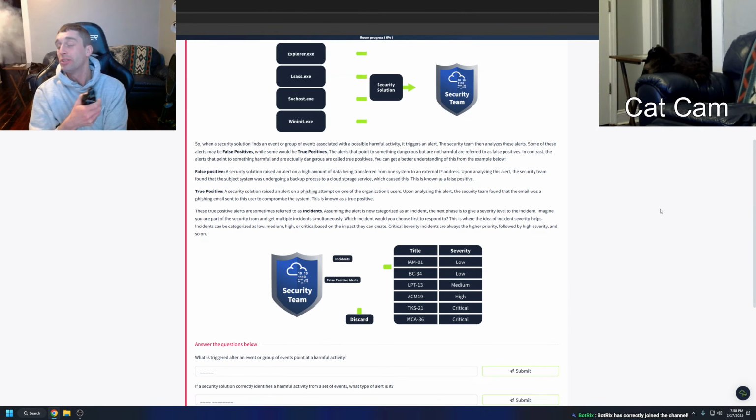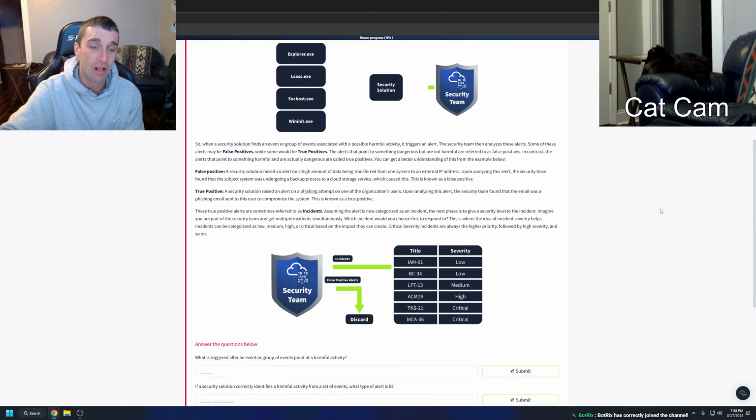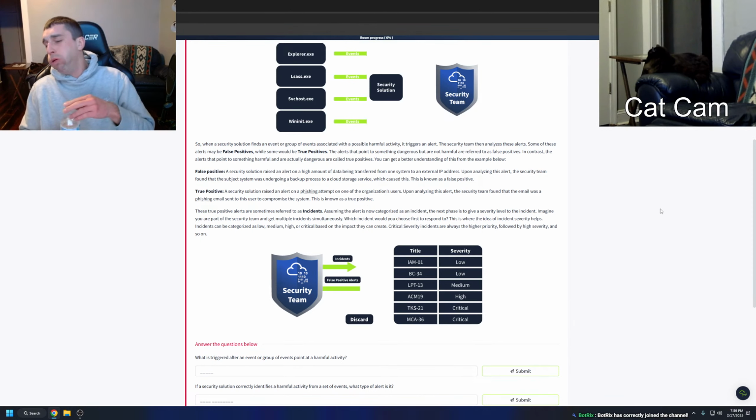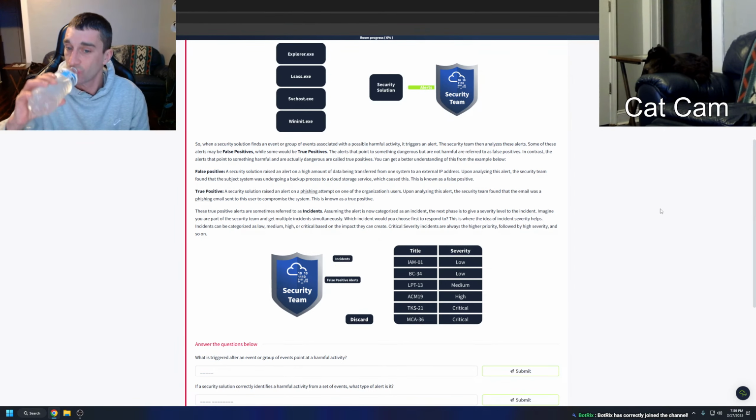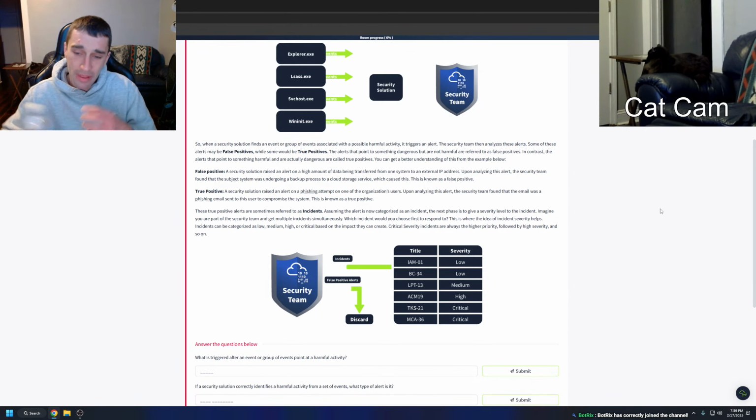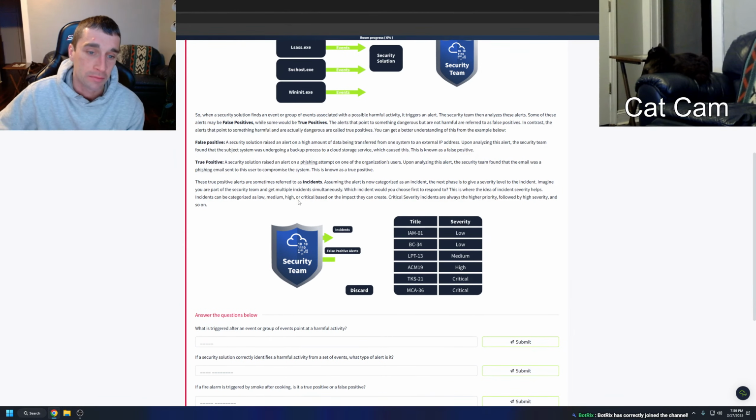True positive: a security solution raised an alert on a phishing attempt on one of the organization's users. Upon analyzing this alert, the security team found that the email was a phishing email sent to this user to compromise the system. This is known as a true positive. These true positive alerts are sometimes referred to as incidents.